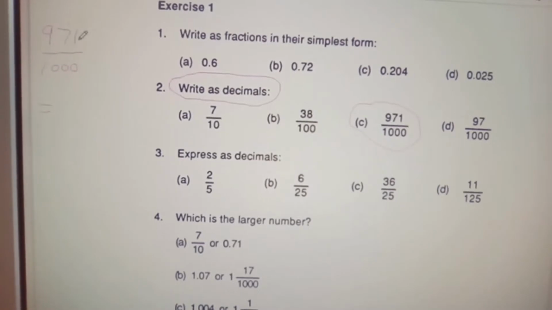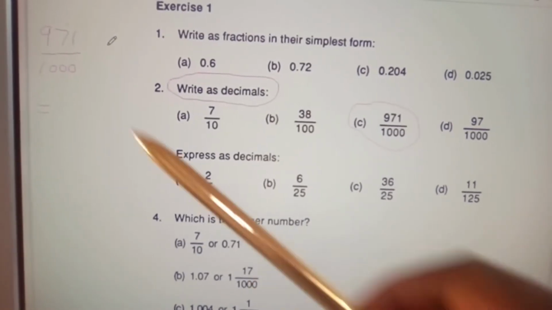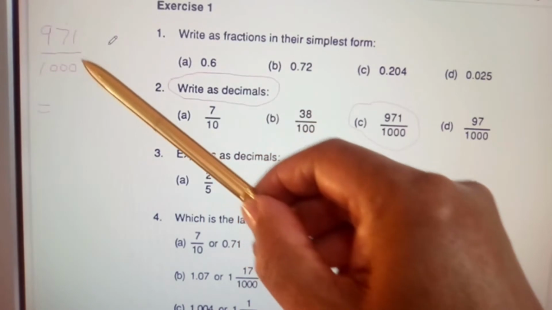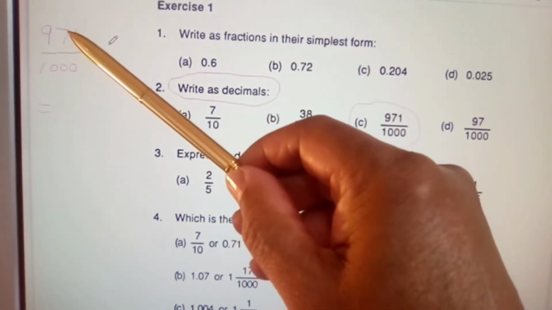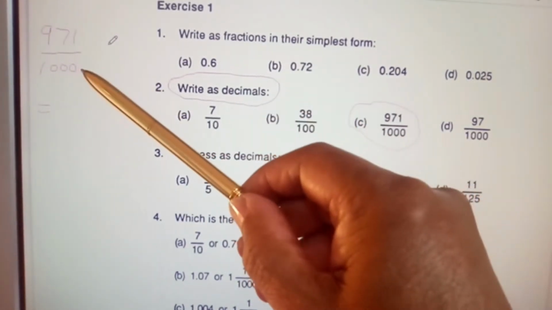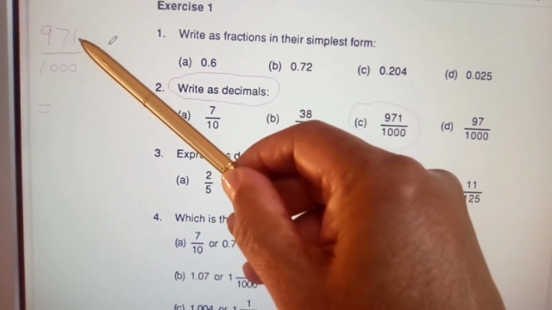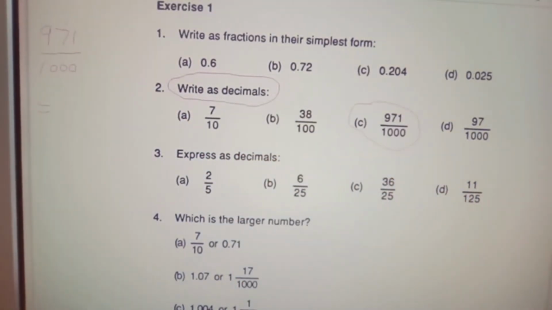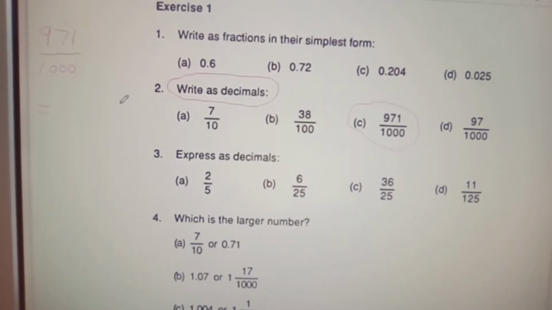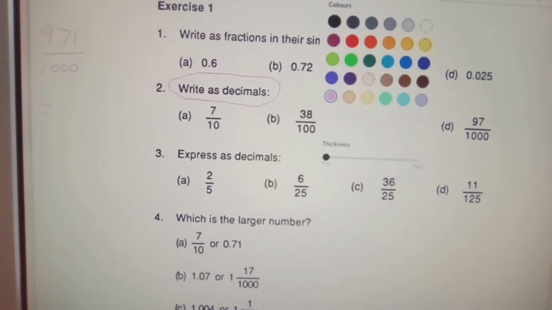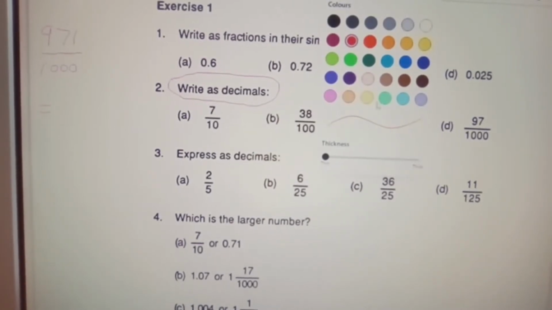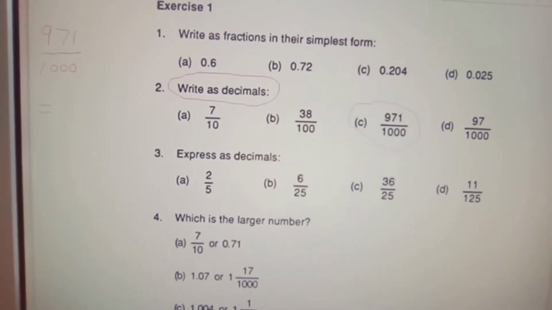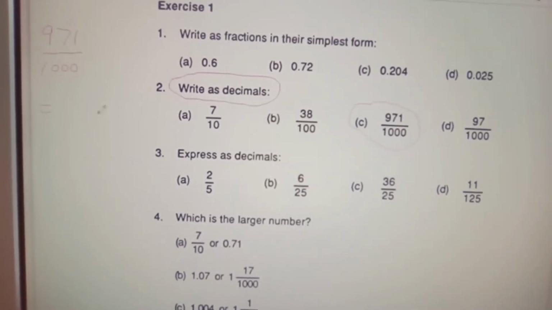Now we need to bring this into brackets, and again we're bringing 971 into the bracket. That's our numerator, denominator. So let's see what we can do with this. And let me just change my colors a little bit, make them a little bit brighter so that they can be easily seen.